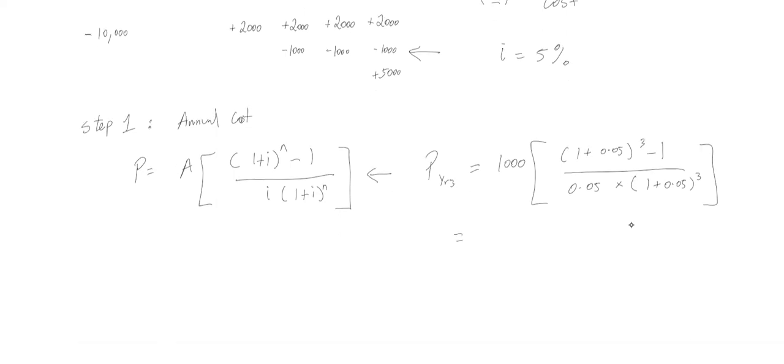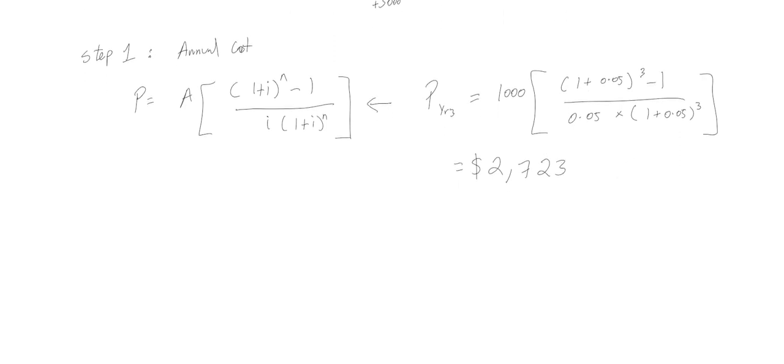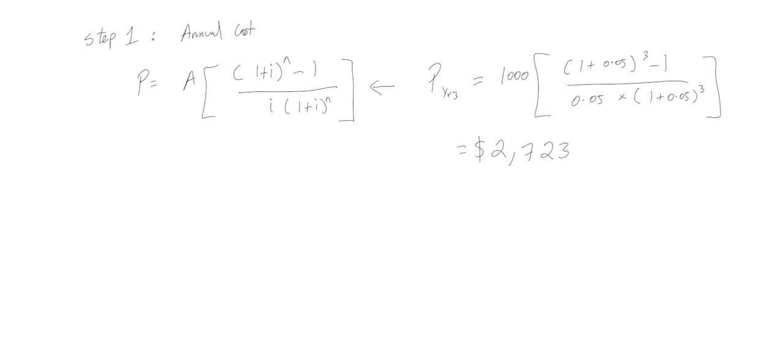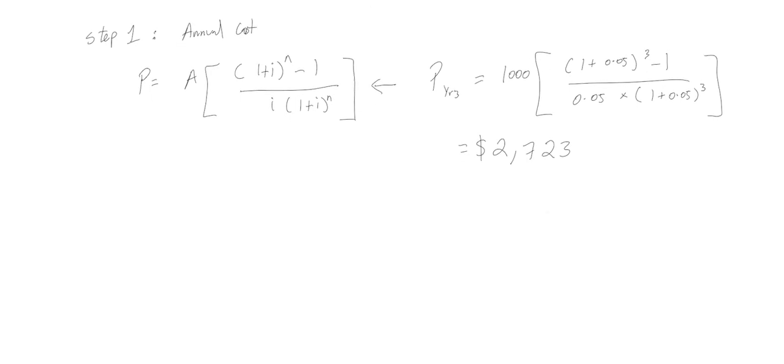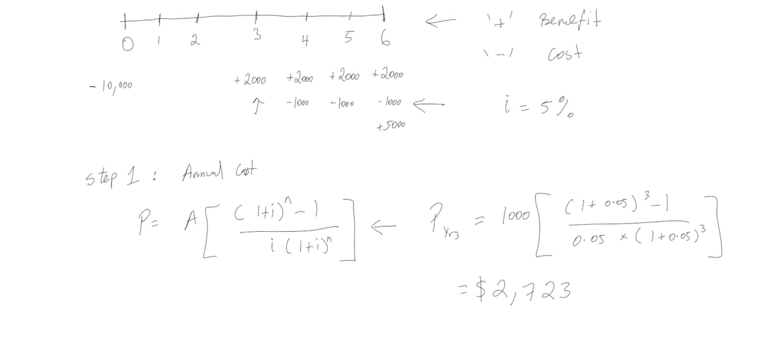And if you were to plug that in the calculator, what you should get is $2,723, rounded up to the nearest dollar. So 2,723. Okay, so as I said, we still need to discount. So 2,723 is the amount that I get at this period. I still need to take that back to period zero.